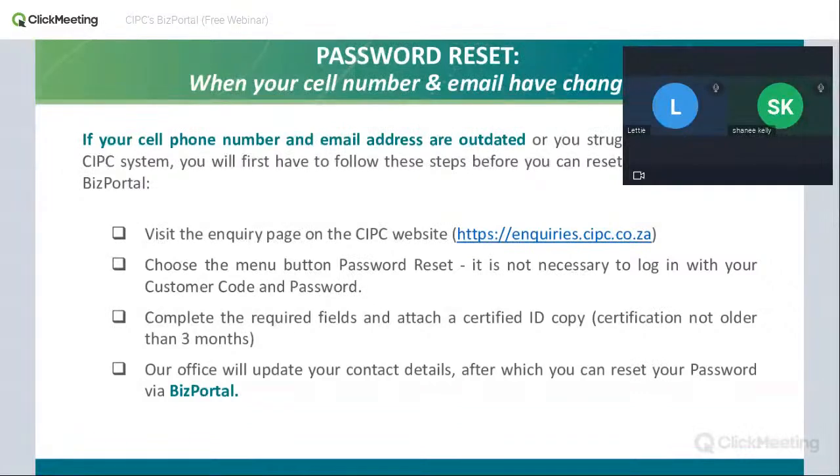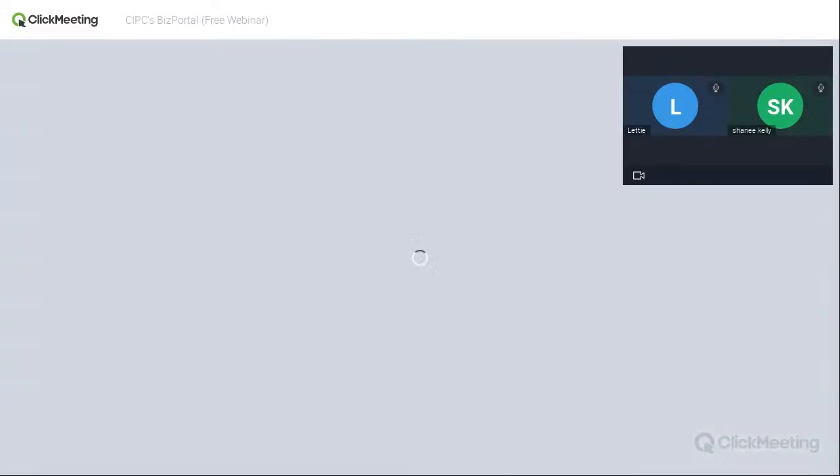Choose the menu button Password Reset. It is not necessary to log in with your customer code and password to do this option. Complete the required fields and attach a certified ID copy. Certification must not be older than 3 months. Our office will update your contact details, and after which you can reset your password via BizPortal.